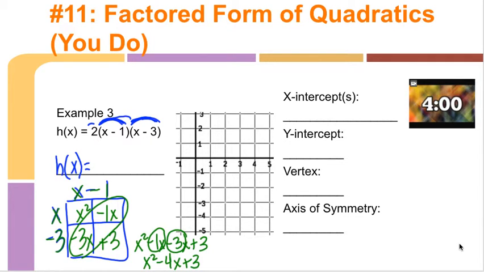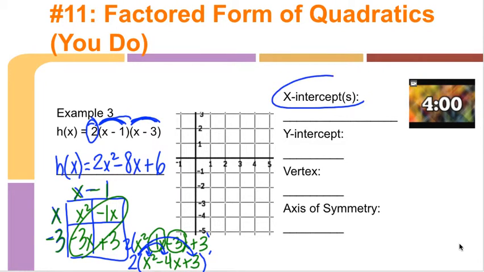Now, don't forget, I still have this 2 outside. So with this 2 outside, I can now distribute it to every term here. So 2 times x squared, that gives me 2x squared. 2 times -4x, that gives me -8x. And 2 times 3 gives me +6. Okay? Alright, now let's do some practice on this.